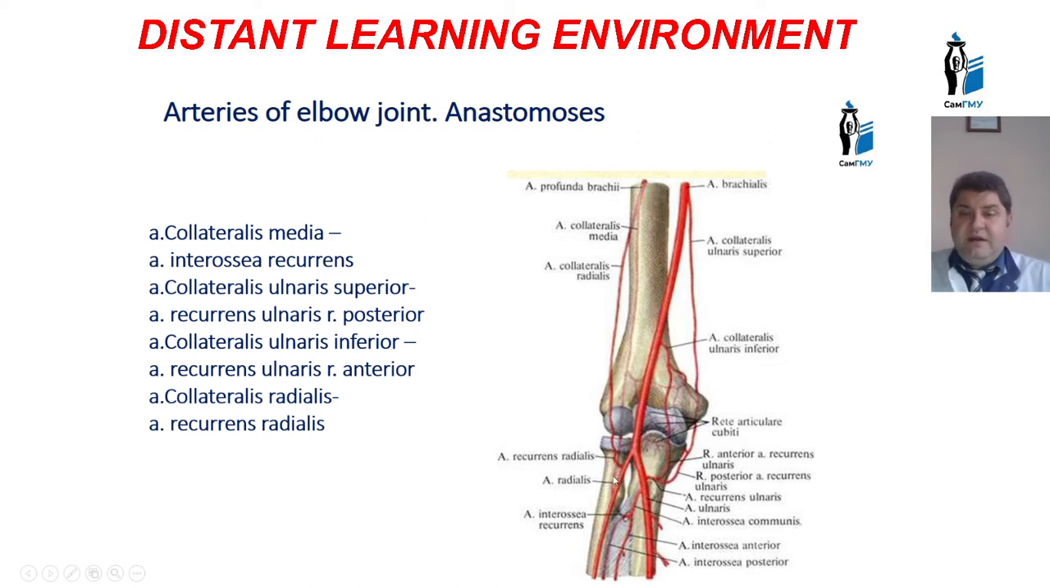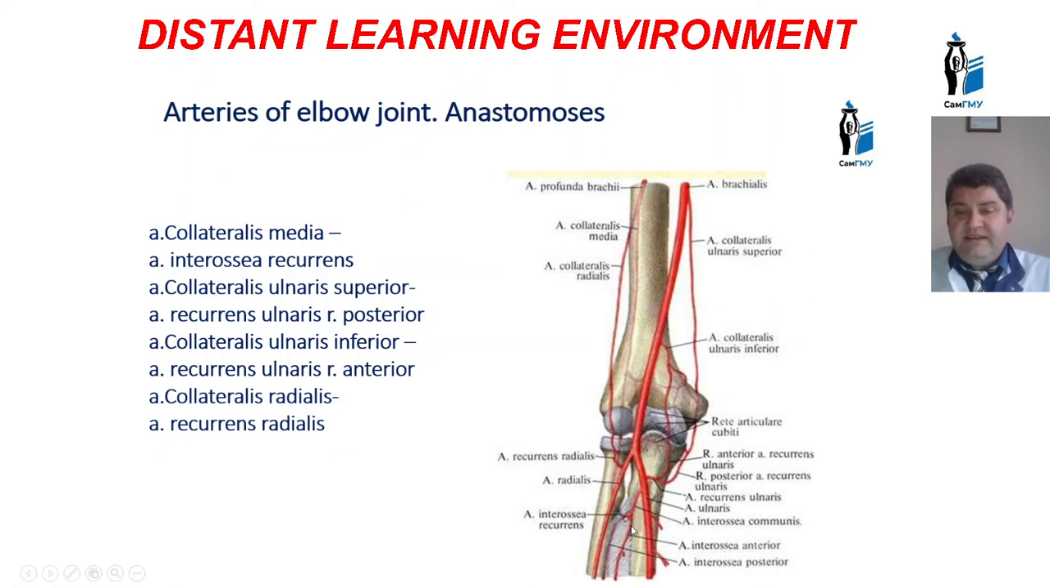And in detail, we can see the initial parts of the radial and ulnar arteries, and also we can see that the ulnar artery has a larger diameter and size than the radial artery. And also we can see the common interosseous artery with the recurrent interosseous artery and the anterior and posterior interosseous arteries, which pass over the membrane between the radius and ulnar bones.